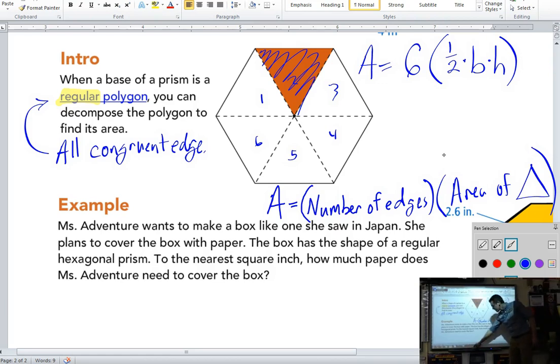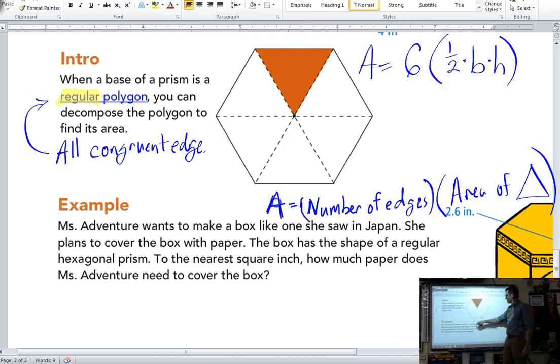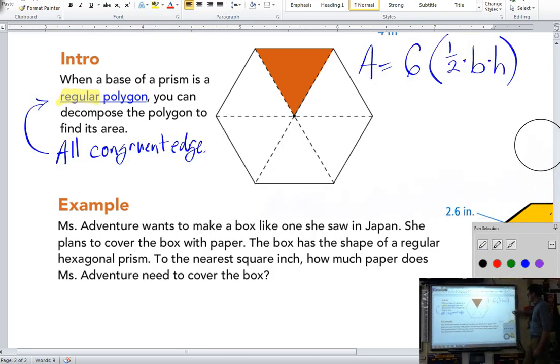Now, where are my little b and my little h? They're parts of the triangle. We are going to look at this bottom triangle. If I look at this bottom triangle, this right here is the base of the triangle. It would be beneficial for you to notate that the base and the height are perpendicular.